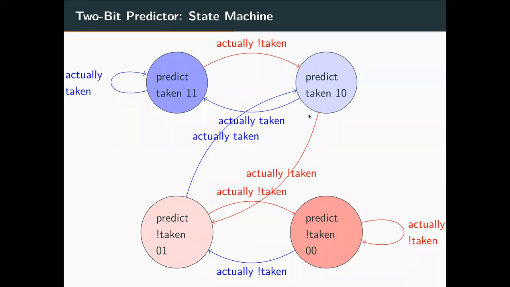So these two states here are indicating that we're pretty sure, but not as confident in our guess. So it will take two mispredictions, two not taken and then not taken, for example, or taken and then taken. It'll take two times of mispredicting to get us to change our prediction.